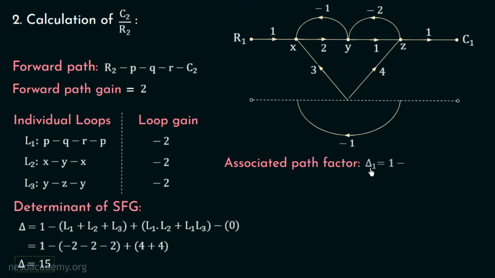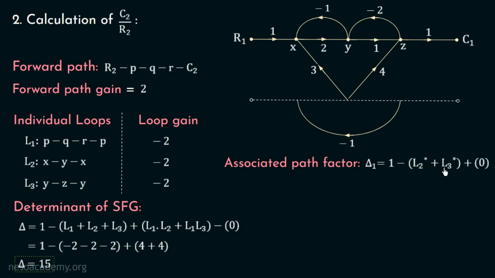Now, moving on to the calculation of associated path factor del1, which is equal to 1 minus sum of all the individual isolated loop gains plus sum of products of gains of all possible combinations of two non-touching isolated loops and so on. But in this case, we do not have two non-touching isolated loops. We have two isolated loops, but these are touching loops. And that's why the number of two isolated non-touching loops is equal to 0. And hence, the gain is also equal to 0.